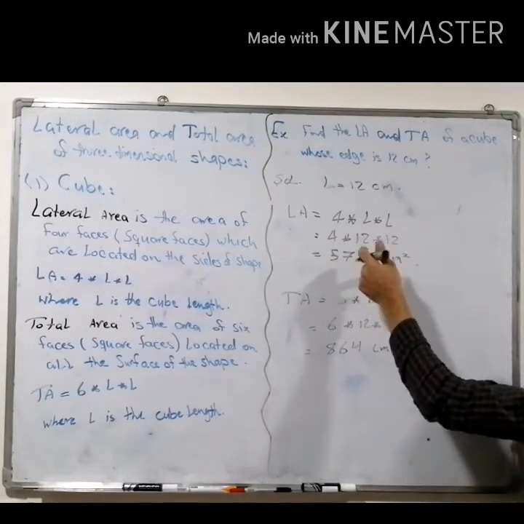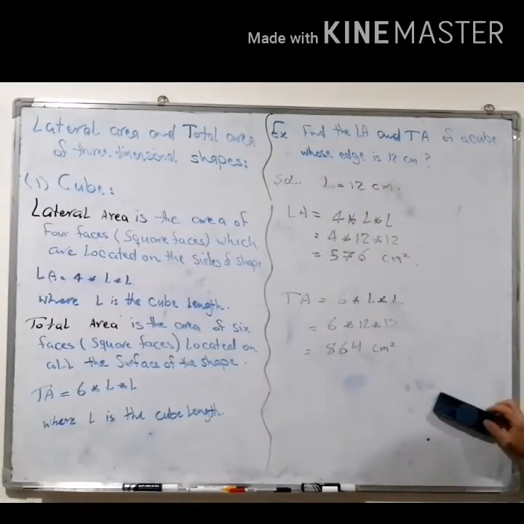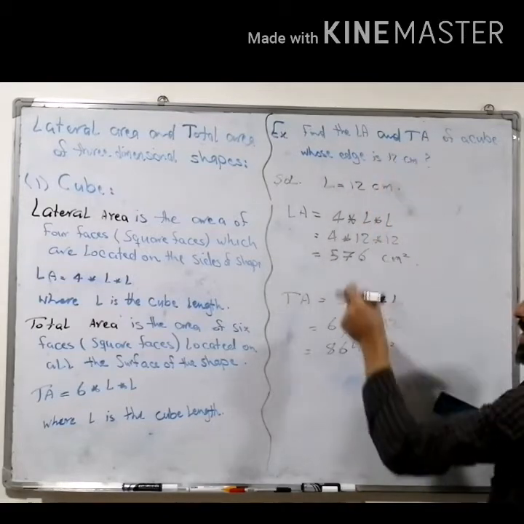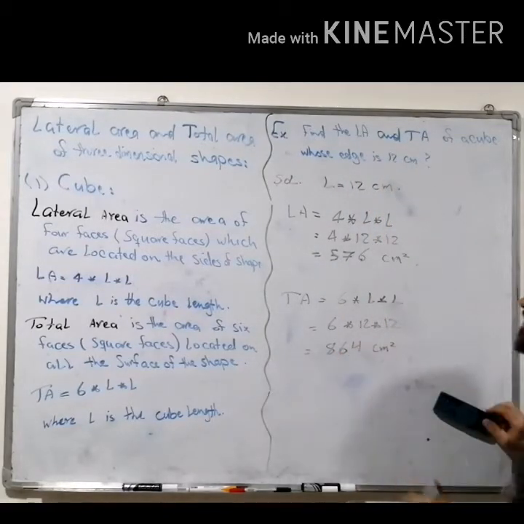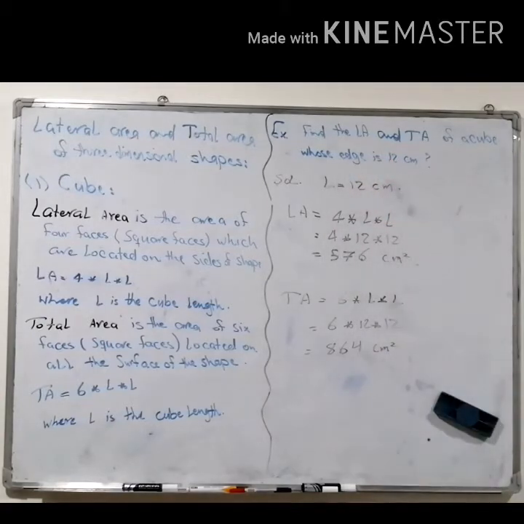This 576 is the lateral area of the cube whose edge length is 12, and 864 is the total area of the cube whose edge length is 12.